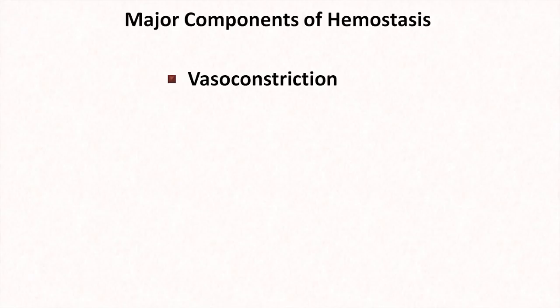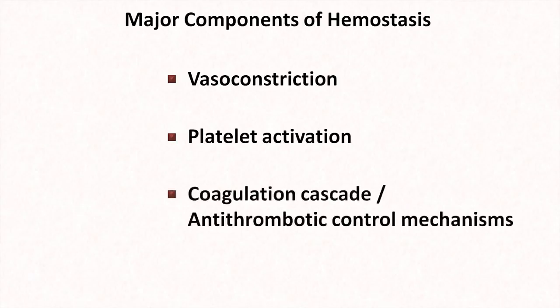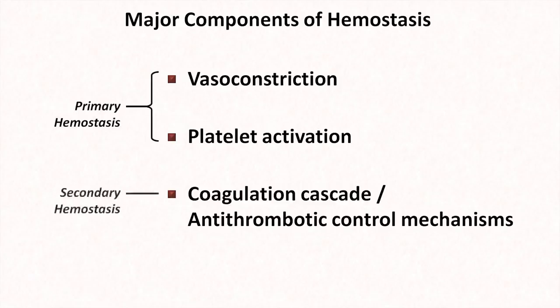This is immediately followed by something called platelet activation, which consists of a series of changes in the expression and activity of certain receptors on the platelet membrane, as well as changes in platelet shape. A few minutes later, the coagulation cascade kicks in, simultaneous with antithrombotic control mechanisms to prevent coagulation from running away too far. Since they occur extremely rapidly, the processes of vasoconstriction and platelet activation are sometimes lumped together under the term primary hemostasis. The coagulation cascade is referred to as secondary hemostasis.